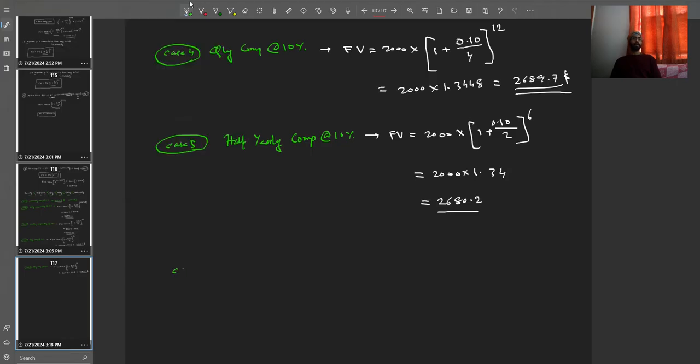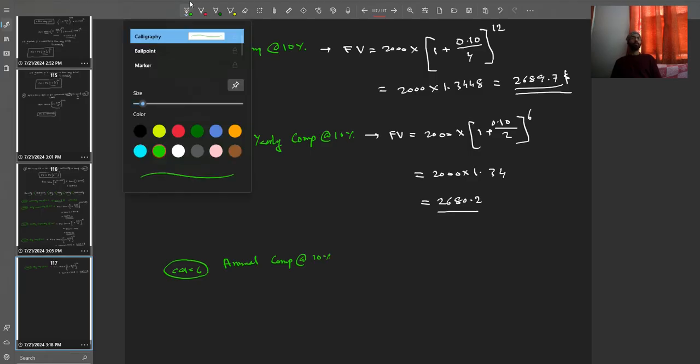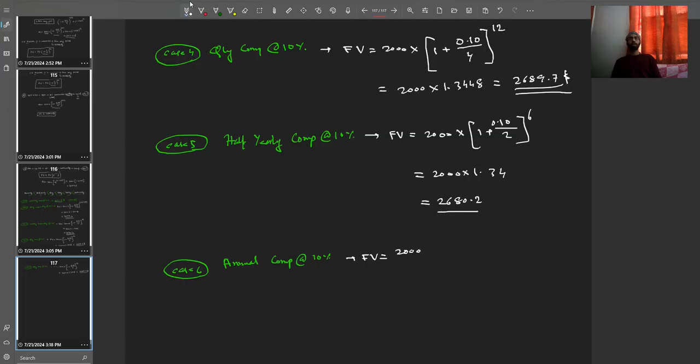So case 6, annual compounding at 10%. Here the future value is equal to 2000 multiplied by 1.10 raised to the power of 3. Because periodicity here is basically 1. So 0.10 by 1 is 0.10. So we write 1.10, and 3 into 1 is 3. So we keep it 3 here.